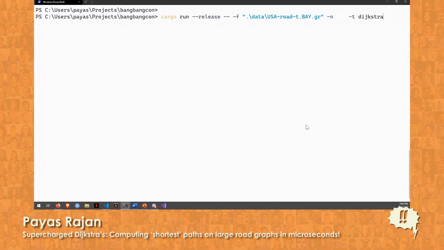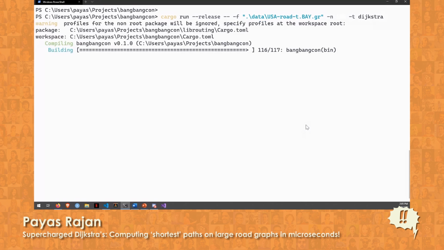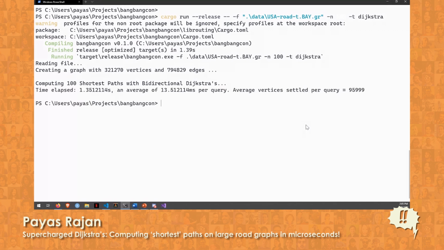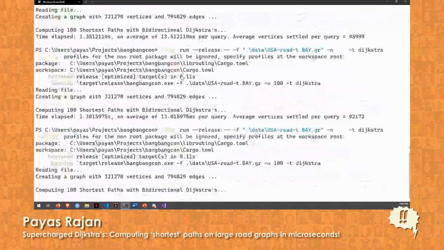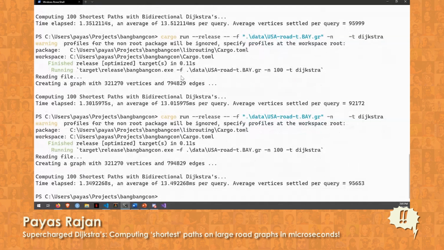Here is the implementation for Dijkstra's, and I'm going to run 100 randomized queries, so we don't know from which vertex to which vertex the query is going to be. But we see that on average, it takes about 13 milliseconds per query. And this is a graph that has 300,000 vertices and about 800,000 edges. Maybe it could be a fluke because we just had 100 queries, so let's run that a couple more times. And every time you see that it roughly takes about 13 to 14 milliseconds per query.